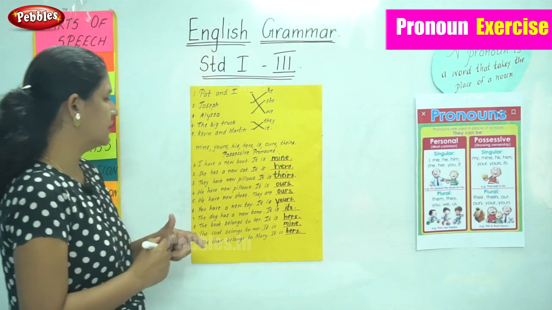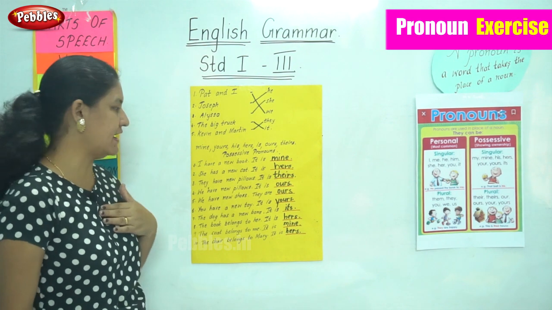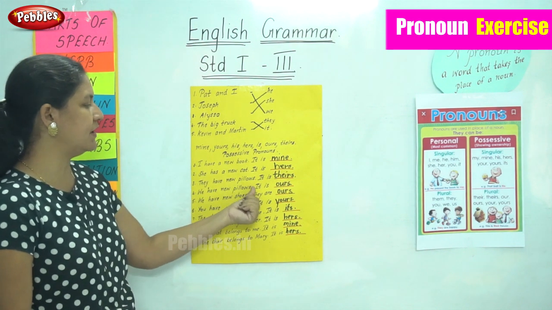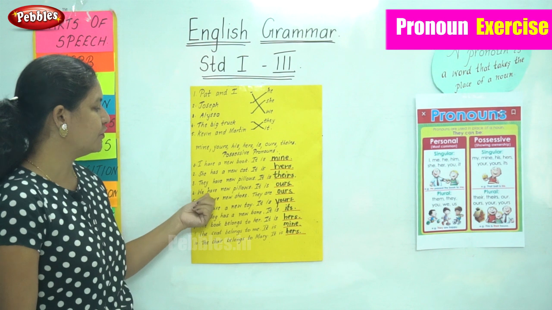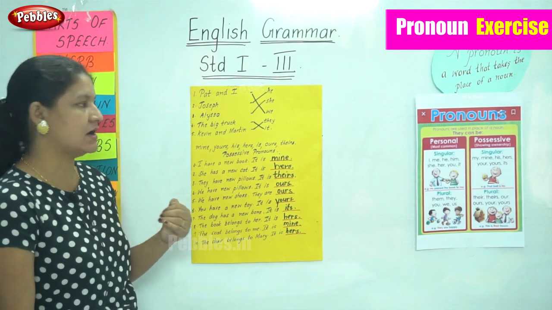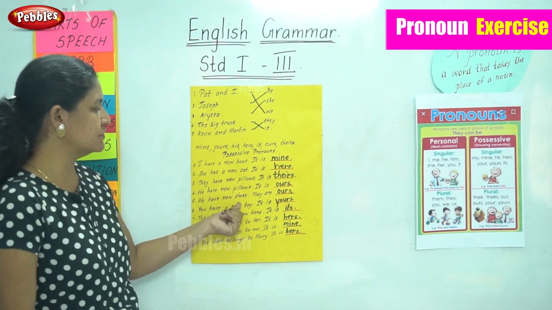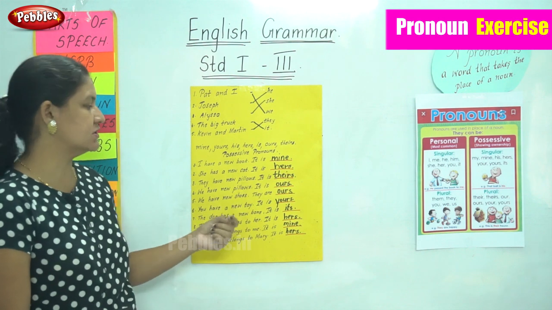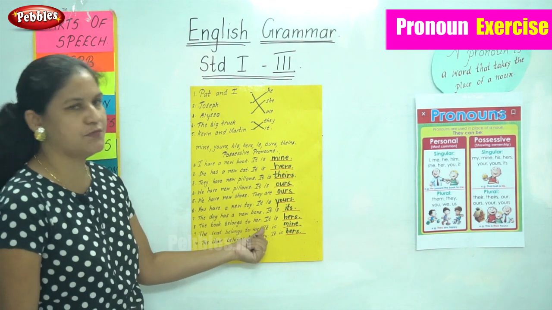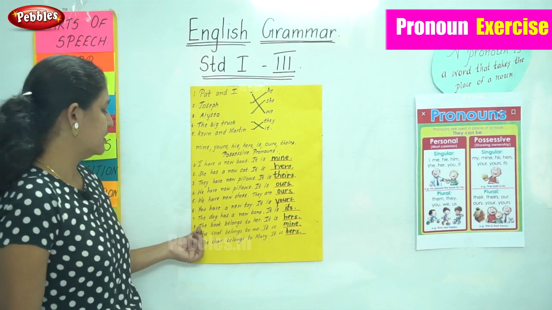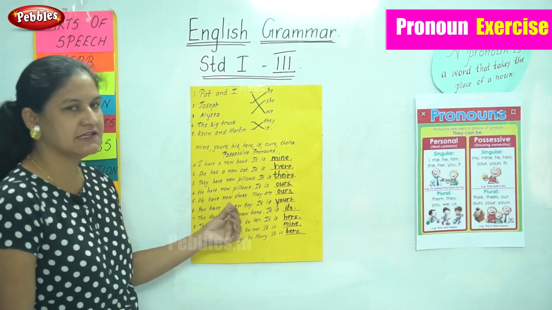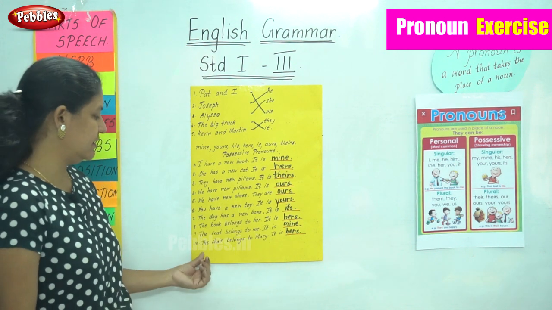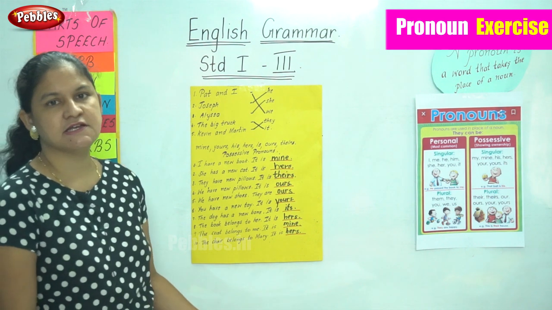So we have, I have a new book, it is mine. She has a new cat, it is hers. They have new pillows, it is theirs. We have new pillows, it is ours. We have new shoes, they are ours. You have a new toy, it is yours. The dog has a new bone, it is its. The book belongs to her, it is hers. The coat belongs to me, it is mine. The chair belongs to Mary, it is hers.